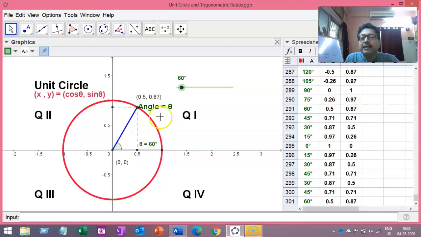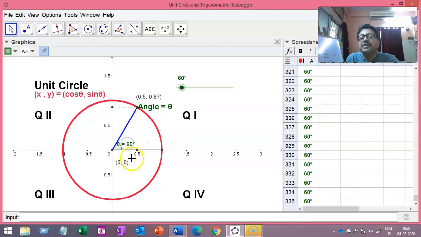For this length measurement, I am taking the help of this unit circle. In GeoGebra, it always gives the point, and that point we have got is 0.5, 0.87. This is 0.5 and this is 0.87, and this length is 1 unit. Okay. So, if this one is 60 degree, what about cos 60 degree?